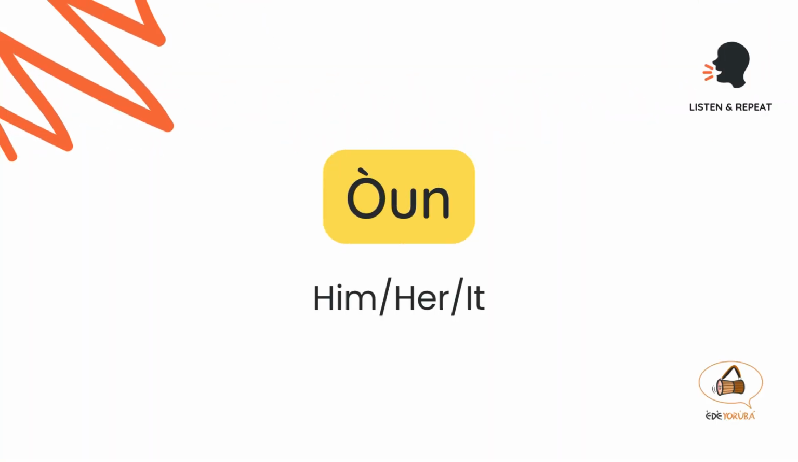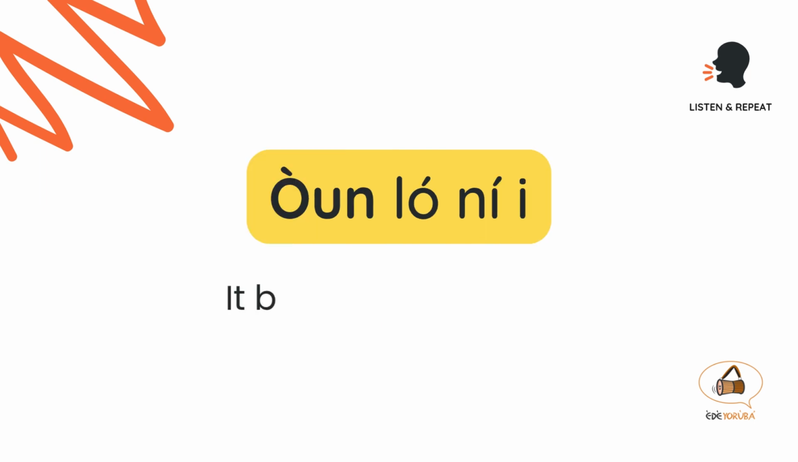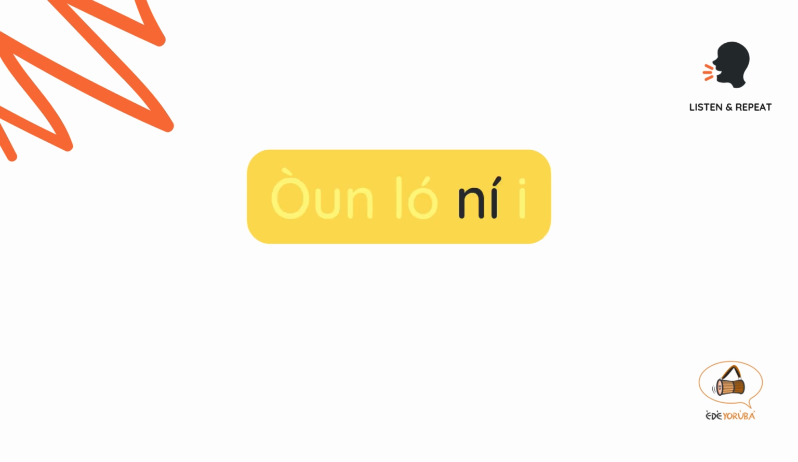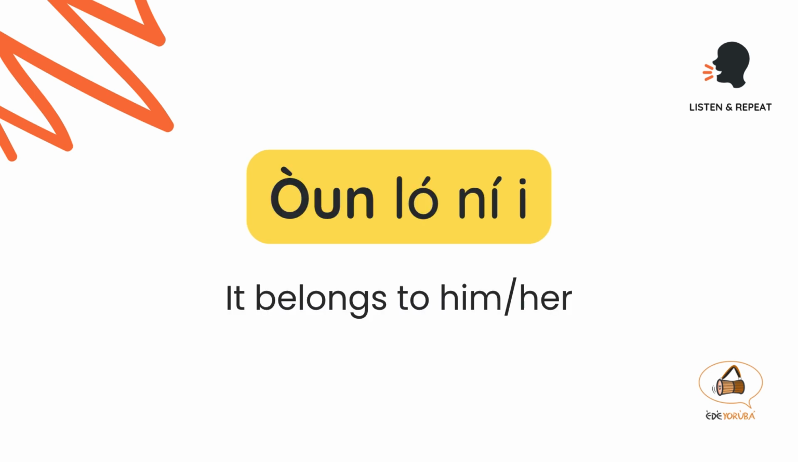Òun is him, her, or it. Òun ló ní, it belongs to him or her. This probably makes more sense here. Òun ló ní, it belongs to him or her.